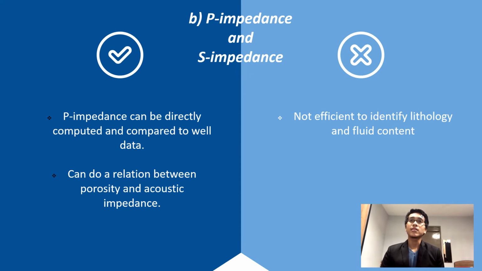Next is the advantages and disadvantages of P impedance and S impedance. For the advantages of P impedance and S impedance, P impedance can be directly computed and compared to well data. The second advantage is it can do a relation between porosity and acoustic impedance. For the disadvantages of P impedance and S impedance, it is not efficient enough to identify lithology and fluid content.